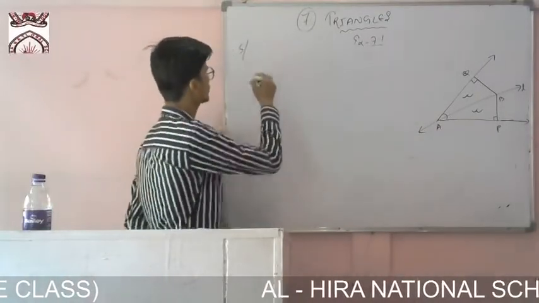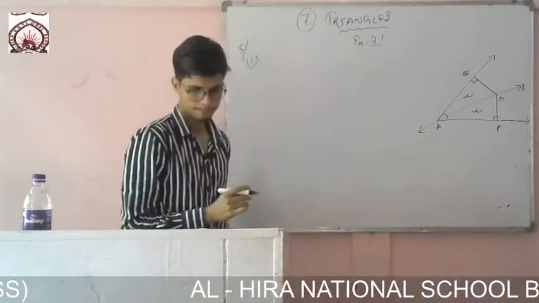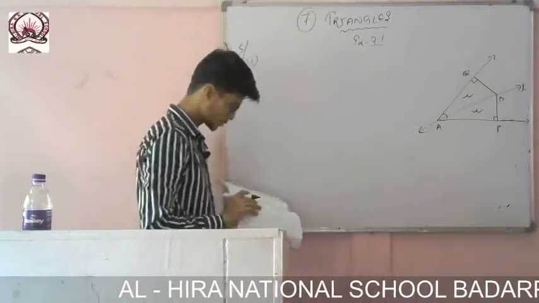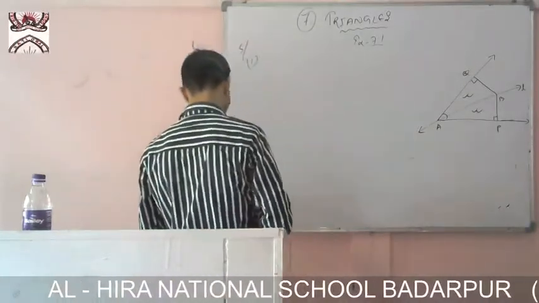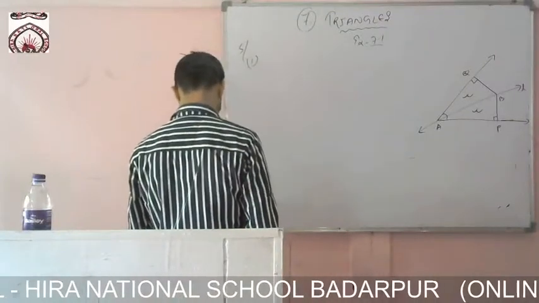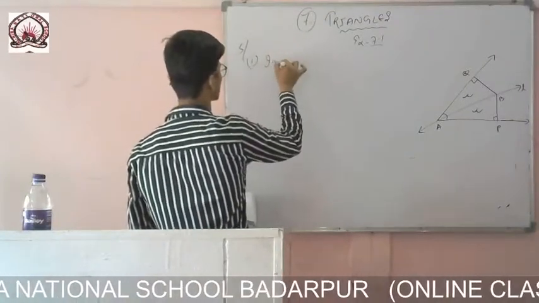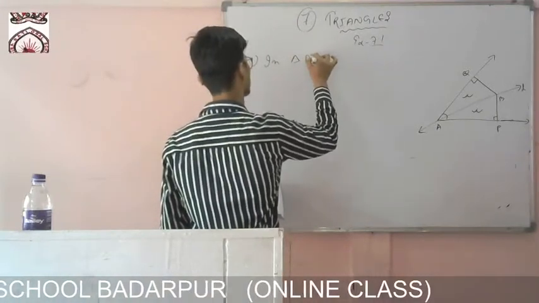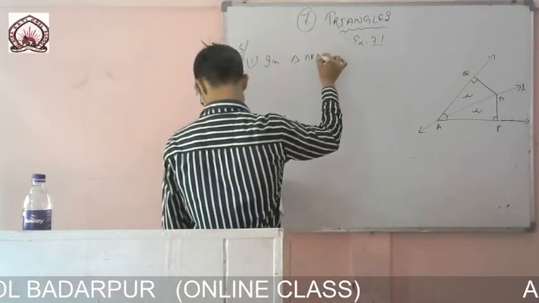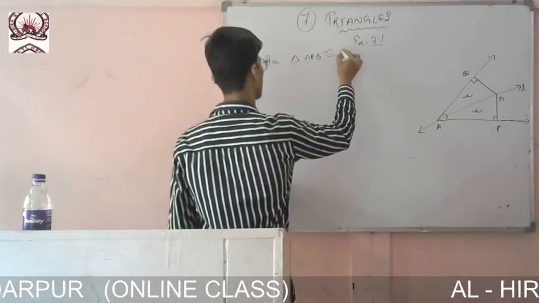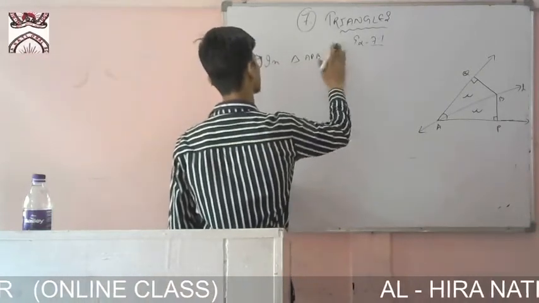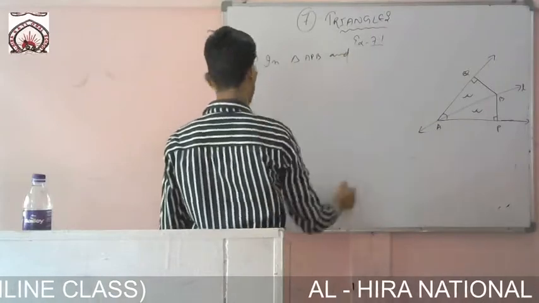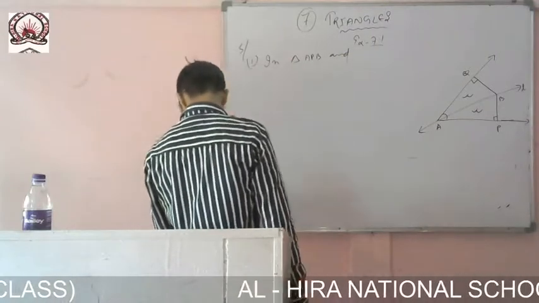Okay, so now let me solve. First of all let me start with Roman number 1. So what is there in the question? Directly let me write. I can show it. In triangle, what are the two triangles? Triangle APB and triangle AQB.